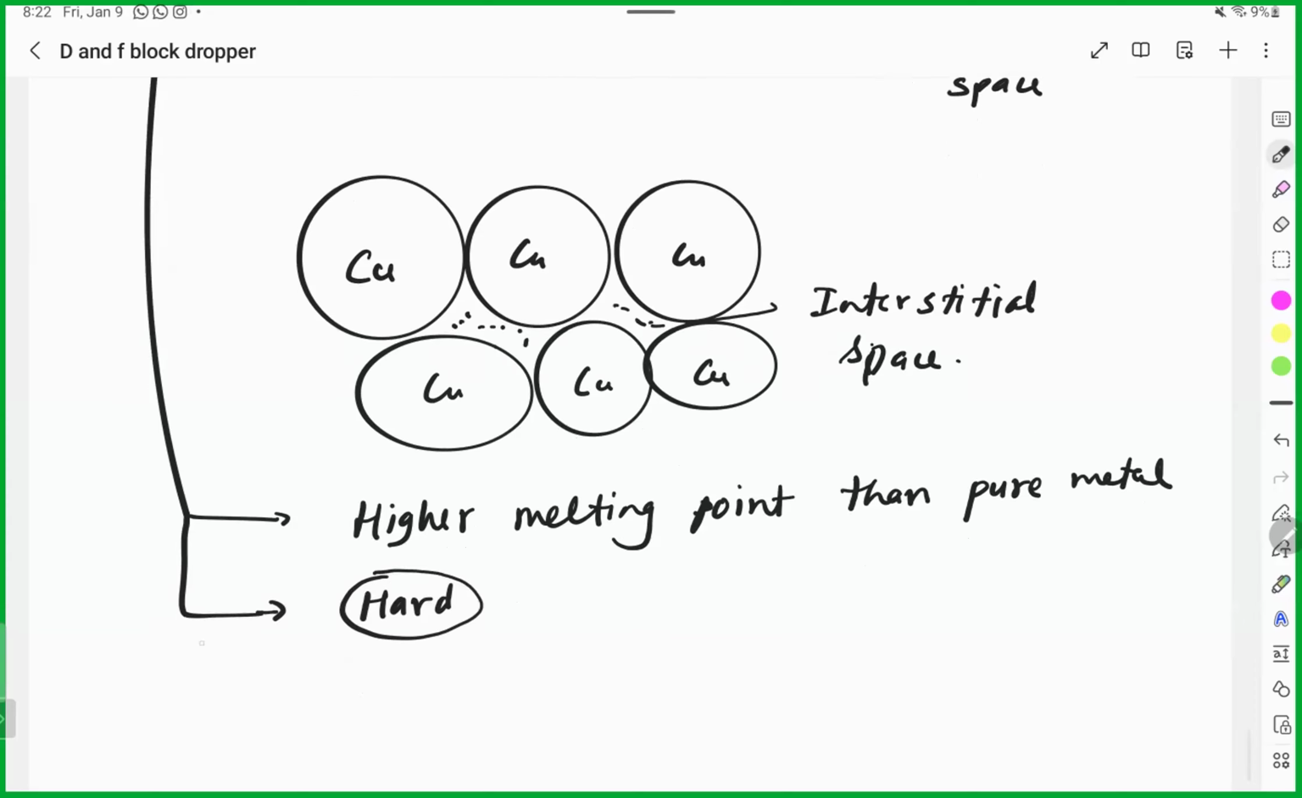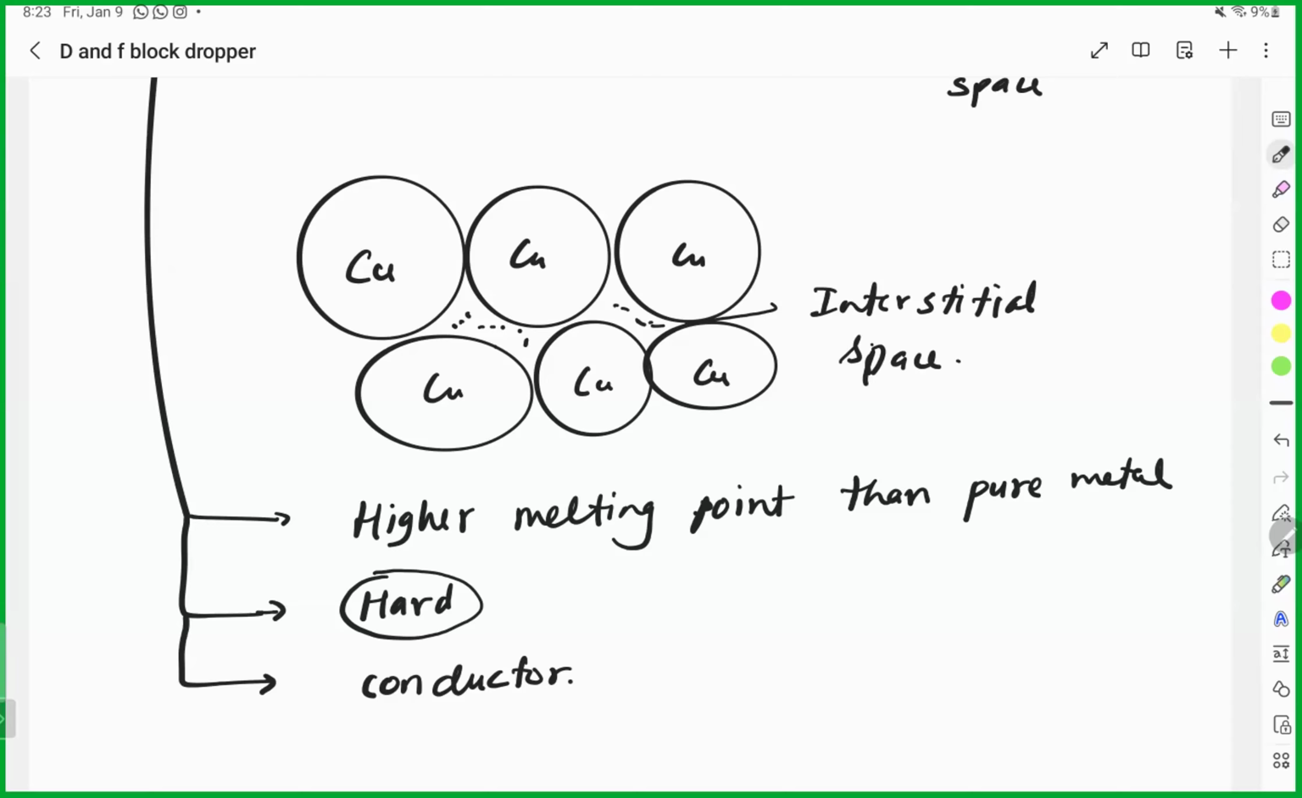Even after all this, you will see they are conductors. For example, take diamond. So Sania, is this diamond a conductor or an insulator?